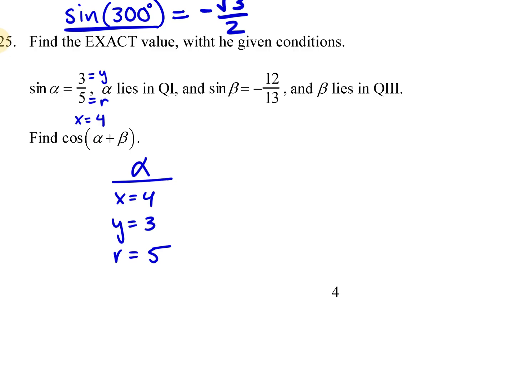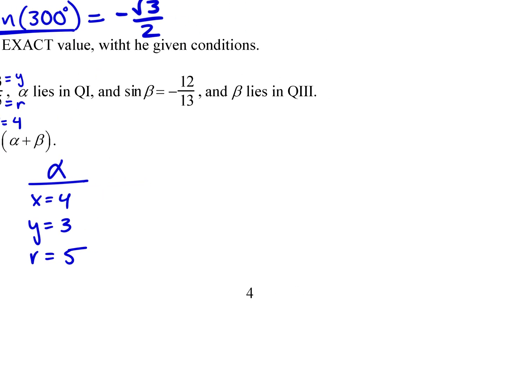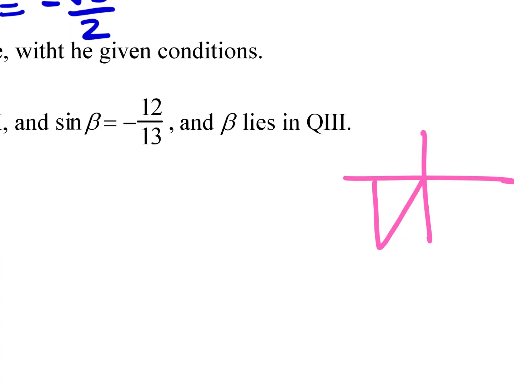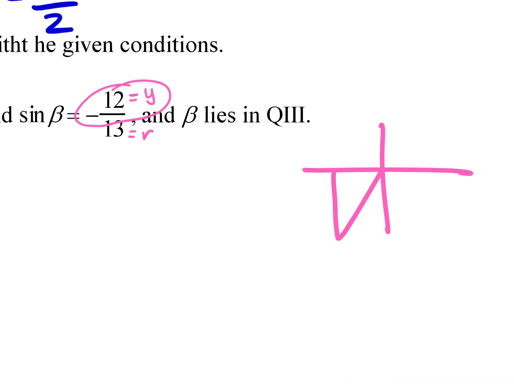Let's do the same thing for our beta triangle. So here are triangles in quadrant 3. Sine is negative 12 over 13. Sine would be what over what? Y over R. Is the negative with the 12 or the 13? How do we know that it goes with the 12? R is never negative, so the negative has to go with the 12. So we still need to find the X. So Y is negative 12, R is 13. How do we find our X value?